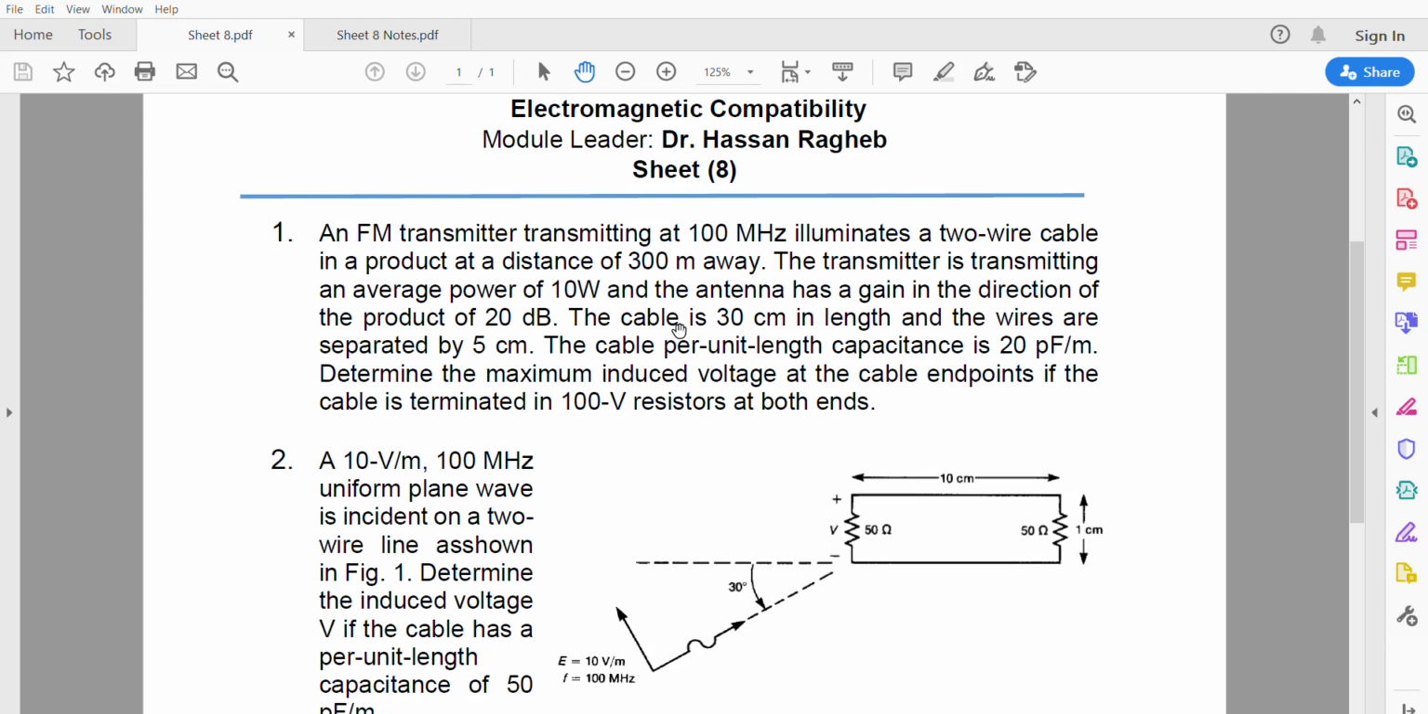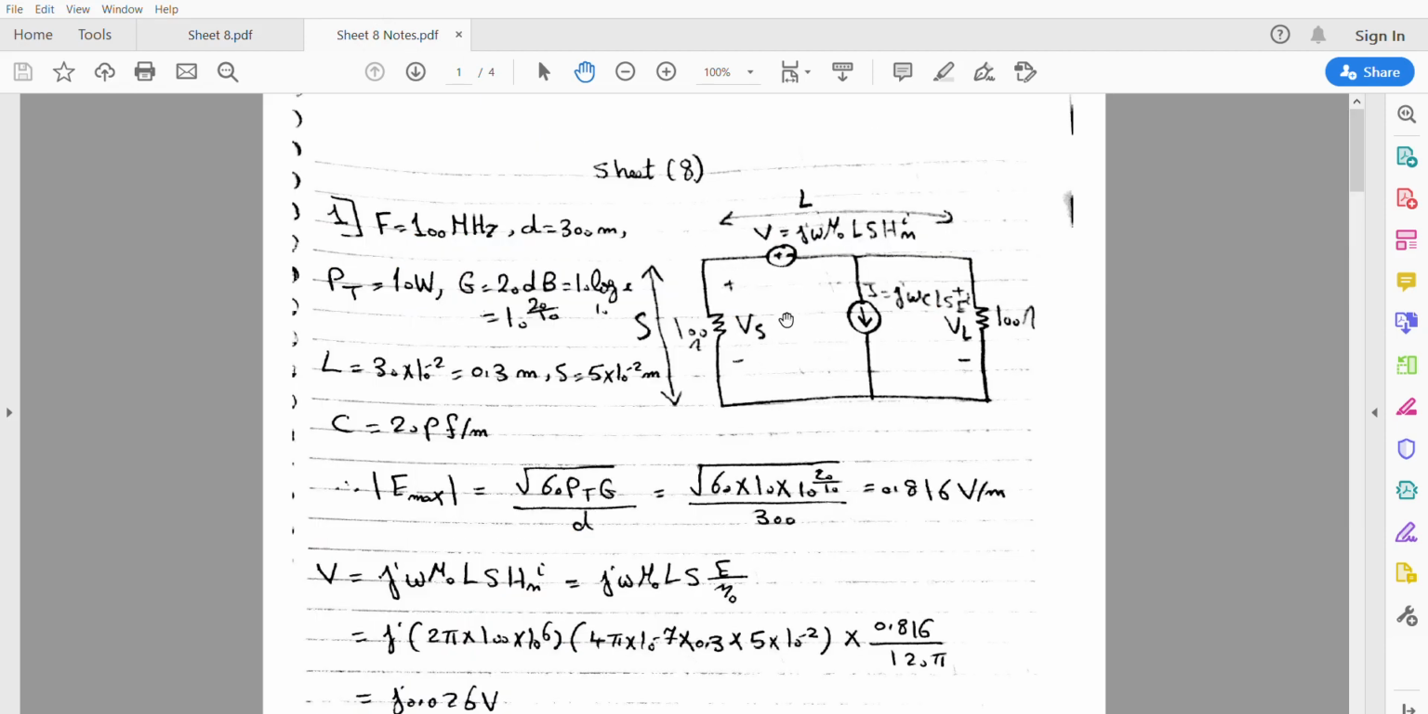drawing the circuit by understanding what the question means. So first of all we draw the circuit in order to get the voltage at the end of both resistors, which is equal to 100 ohm. So we need to get the value of Vs and VL.